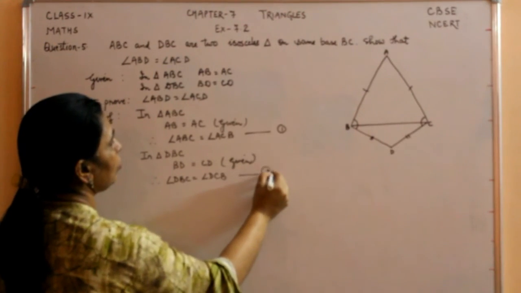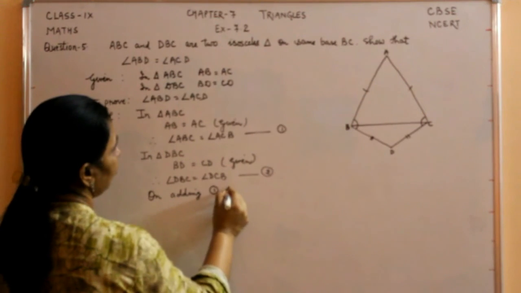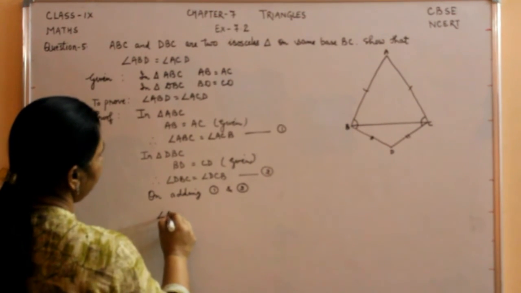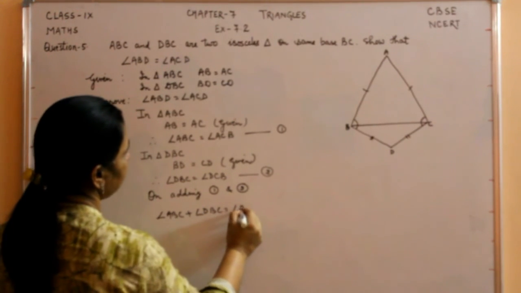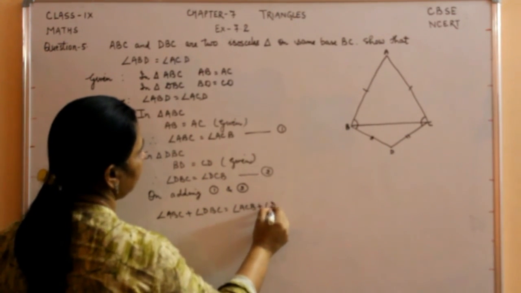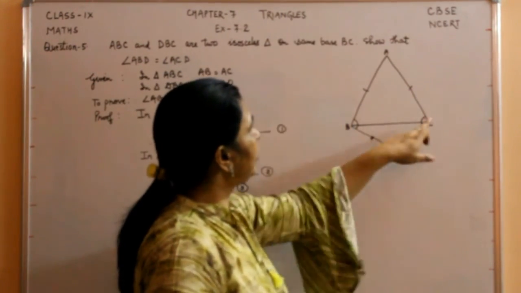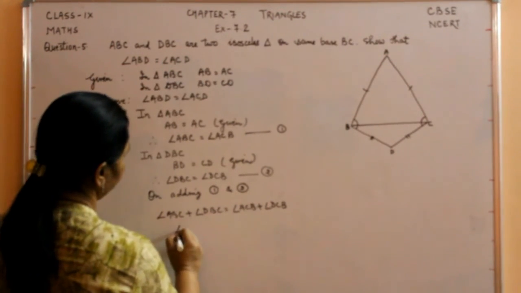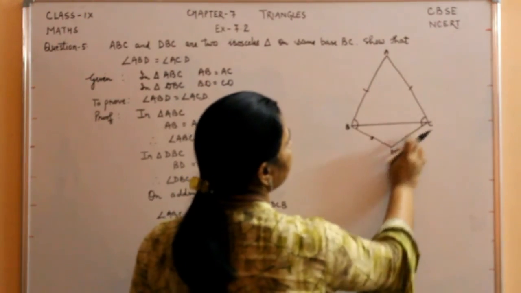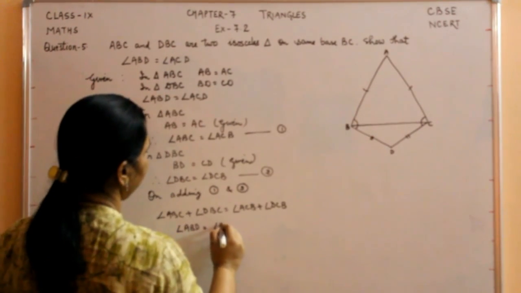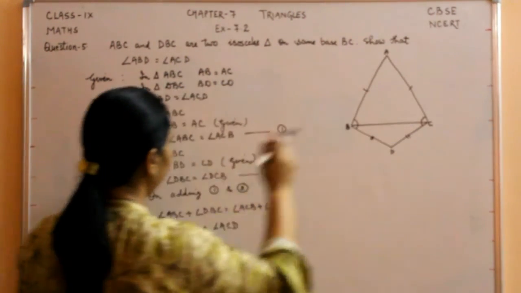Now on adding 1 and 2, what will we get? Angle ABC plus angle DBC is equal to angle ACB plus angle DCB. And if you see, angle ABC plus angle DBC is angle ABD, and angle ACB plus angle DCB is equal to angle ACD. This is what we had to prove: angle ABD is equal to angle ACD. Hence proved.